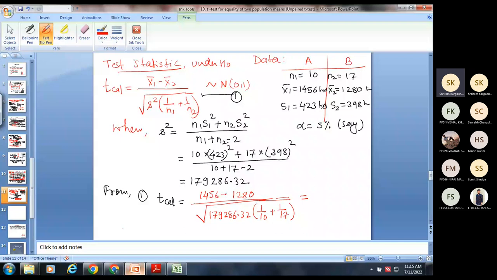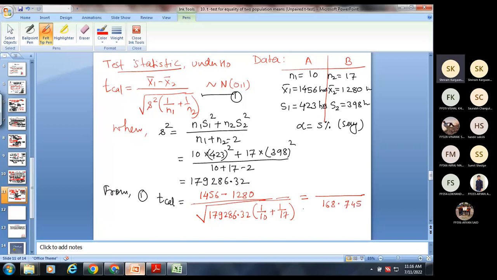So 1 divided by 10 plus 1 divided by 17. This gives the value under the square root; taking the square root, it comes to 168.745. This is the denominator value. Now 1456 minus 1280, this difference is 176. So when you solve this, you get the calculated value.